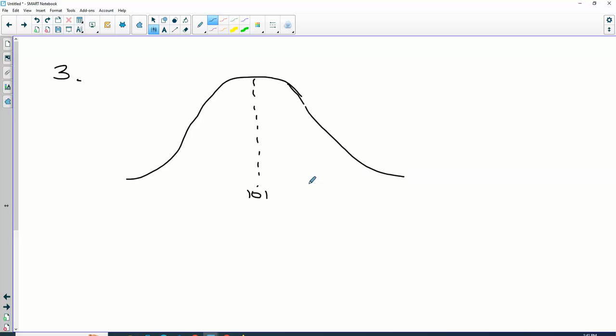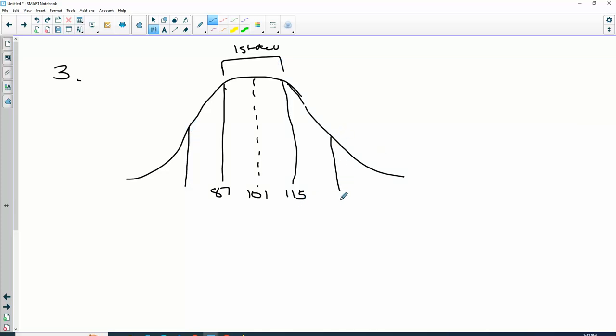If you want to find the first standard deviation, what do you have to do? Add and subtract 14. So one standard deviation, 101 plus 14 and 101 minus 14. If you're between 87 and 115, that's one standard deviation. If you want the second standard deviation, you do it again. 115 plus 14 is 129. 87 minus 14 is 73.